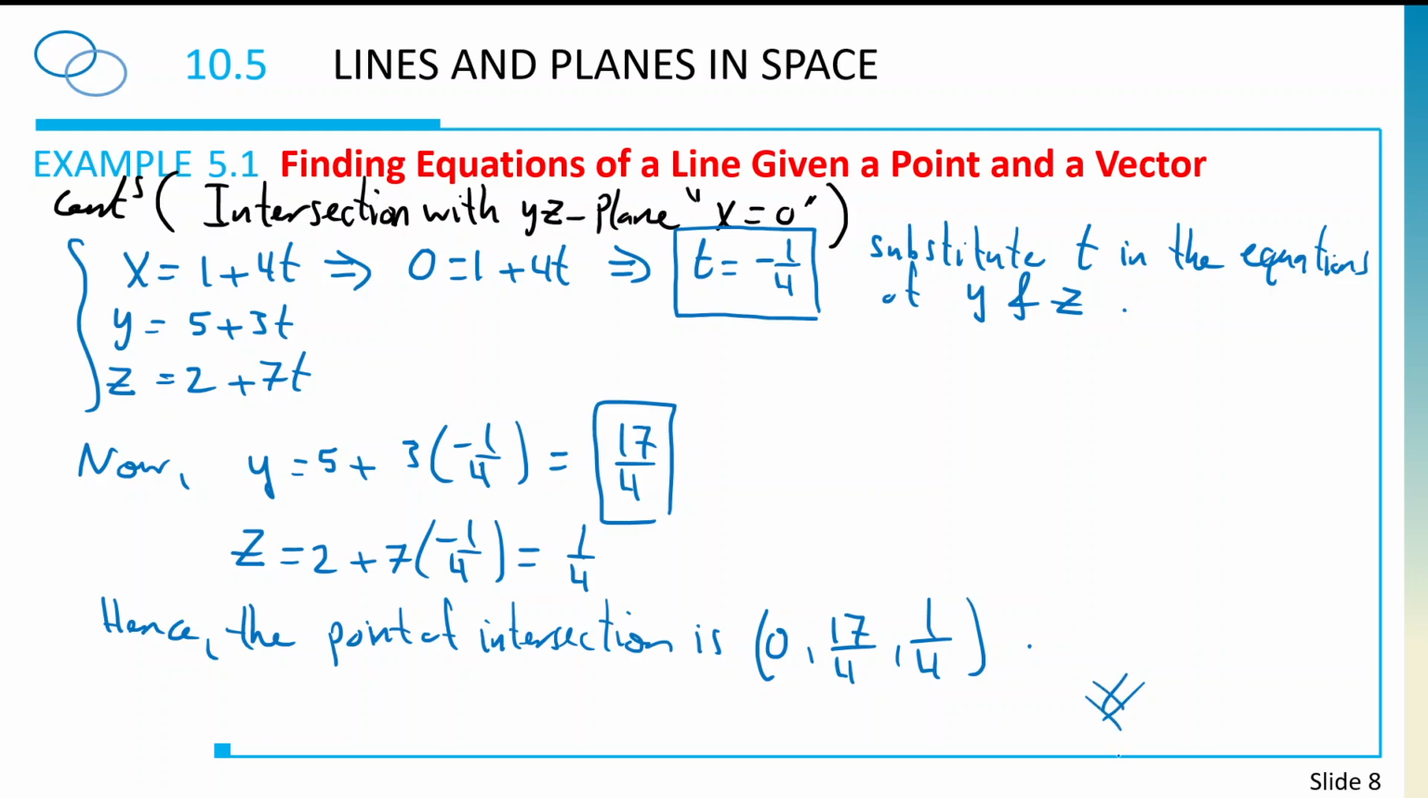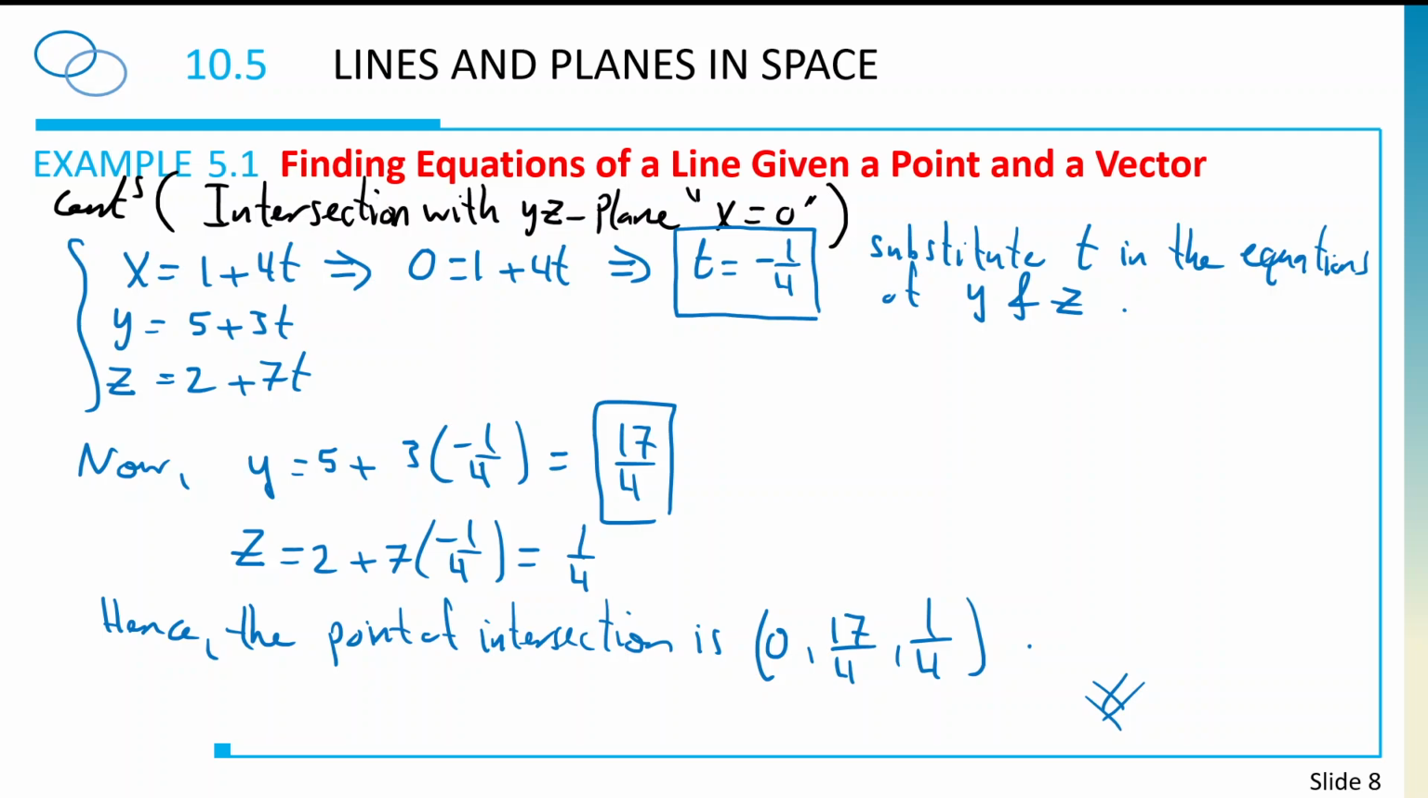Okay, so let's say the question is the intersection with the xz plane. Then you let y equal 0. Same thing. Any plane out of these three, you set to 0, so it helps you find t, and then you replace this t in the other two variables, x or y or z. It depends on the question.